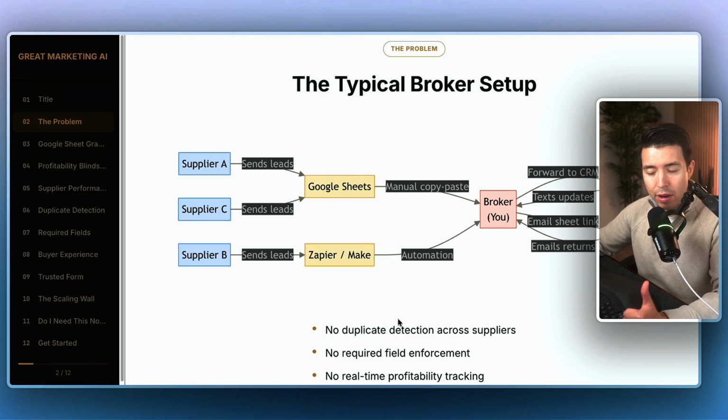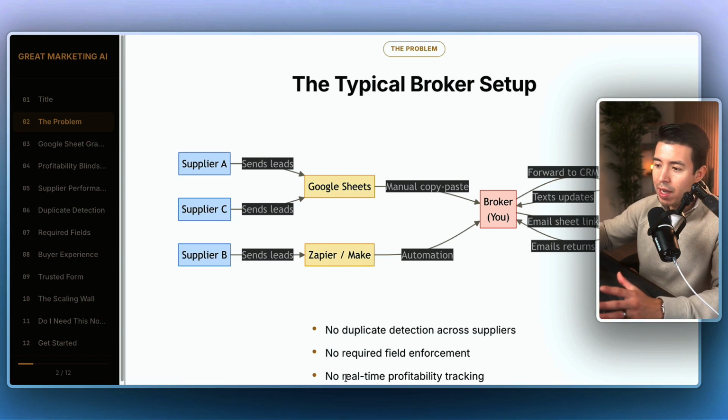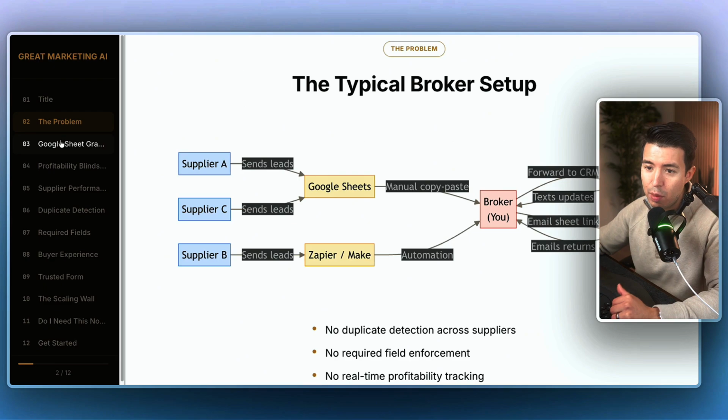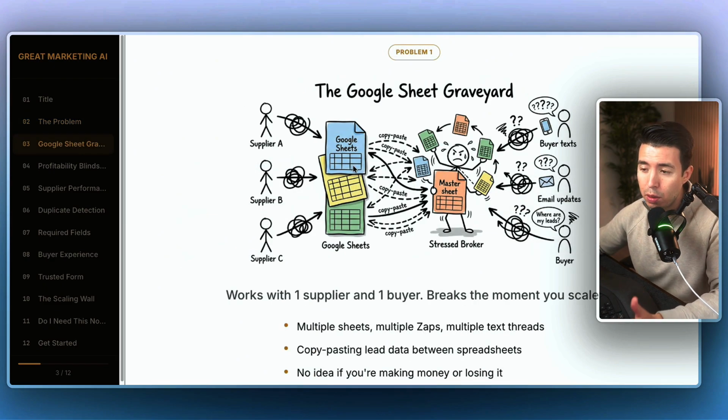Duplicate detection, how are you going to handle that? Making certain fields required from your supplier so that you have all the right data and that you're validating that those leads are legit, and tracking your profitability in real time. If not, you're going to spend all this time copying and pasting data into Google Sheets to understand if you're actually even profitable. So problem number 1, the Google Sheet graveyard.